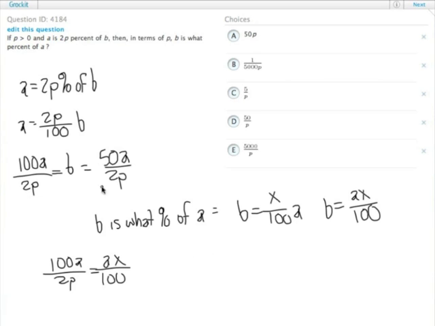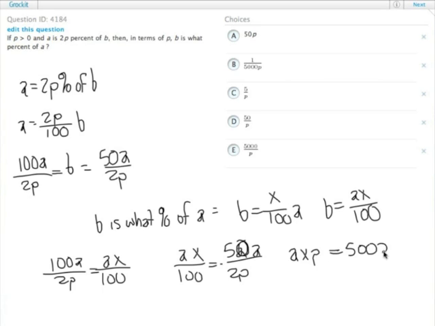If we had used the reduced one, I'll just write that in here. Ax over 100 equals 50a over 2p. Cross multiply, we get axp equals 5,000 a. Divide both sides by a, xp equals 5,000. And since x is the percentage that we're after, remember, b equals x percent of a, we divide both sides by p. X equals 5,000 divided by p, which is answer choice E.